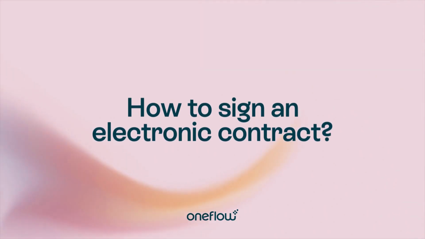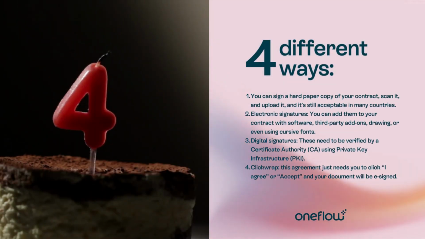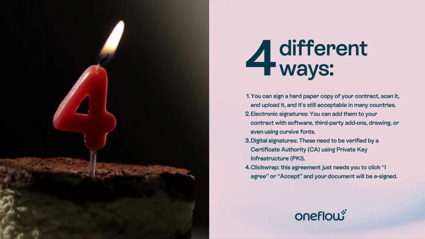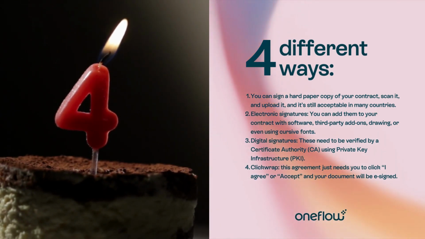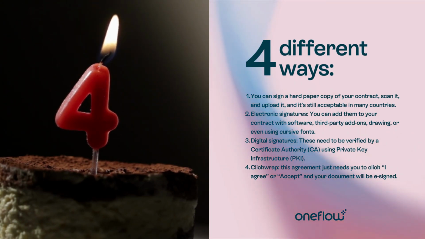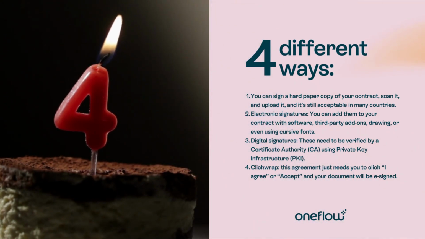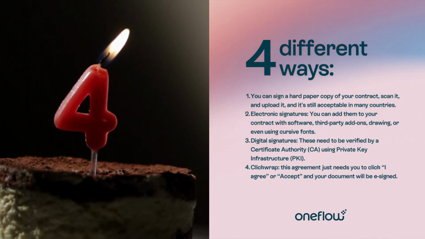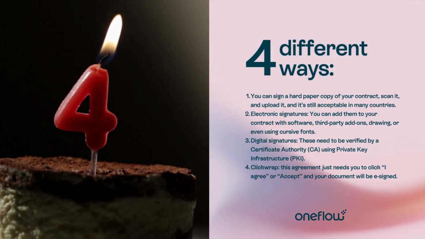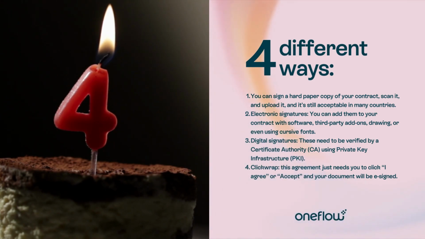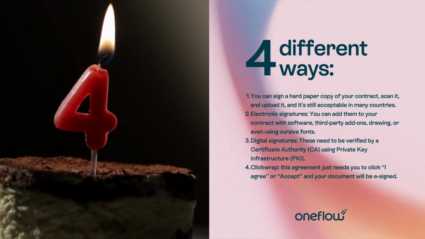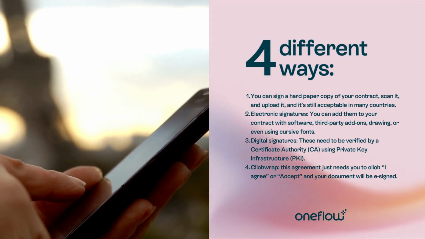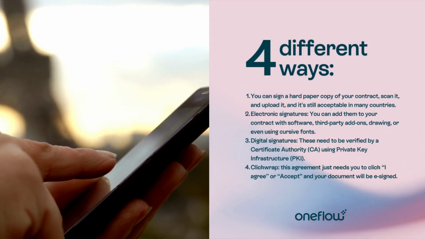How to sign an electronic contract. There are different ways in which you can sign your e-contracts. These are: you can sign a hard paper copy of your contract, scan it, and upload it, and it's still acceptable in many countries. Electronic signatures. You can add them to your contract with software, third-party add-ons, drawing, or even using cursive fonts. Digital signatures. These need to be verified by a certificate authority, CA, using private key infrastructure, PKI. Click wrap. This agreement just needs you to click I agree or accept and your document will be e-signed.